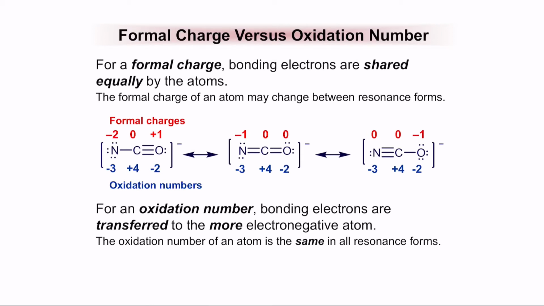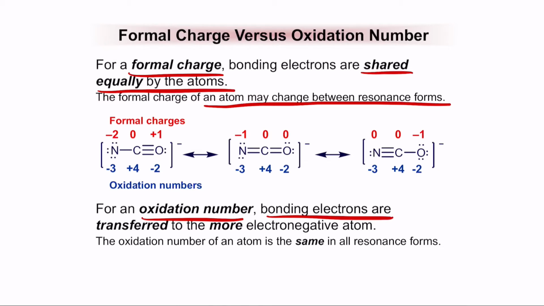Now formal charge and oxidation number are much different things. For a formal charge, the bonding electrons are shared equally by the atoms. The formal charge of any atom may change between the resonance forms, but for an oxidation number, the bonding electrons are transferred to the more electronegative atom. This means that the oxidation number of an atom is going to be the same for all the resonance forms. So never confuse formal charge and oxidation number. They are not the same.